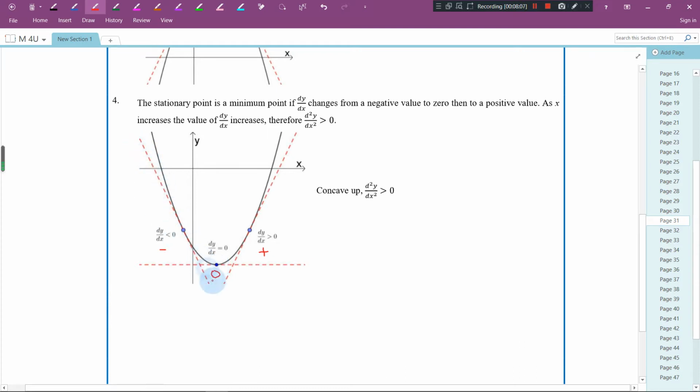The gradient of tangent goes downward, then becomes horizontal, then goes upward. So the gradient of tangents is increasing, right? That's why d2y dx squared will be positive. You can find the value of d2y dx squared at the turning point here. So if we get positive, it means that it is a minimum point.